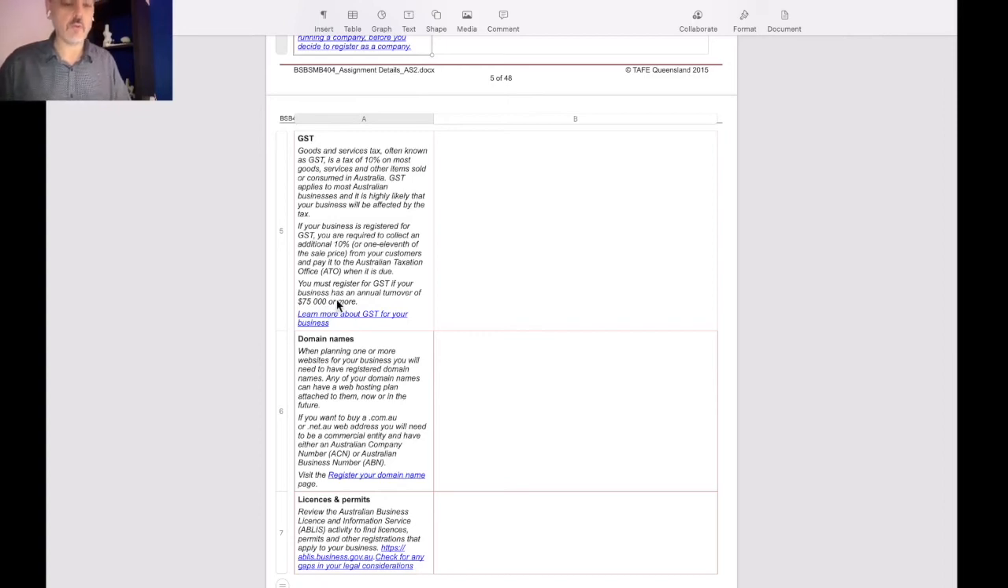That is the gross turnover, not what you earn after you've paid your expenses, but the amount that you take in your total sales. So that would be, let's say, if you're charging $75 per service or per item, then 1,000 services would equal the threshold where you have to register for GST.